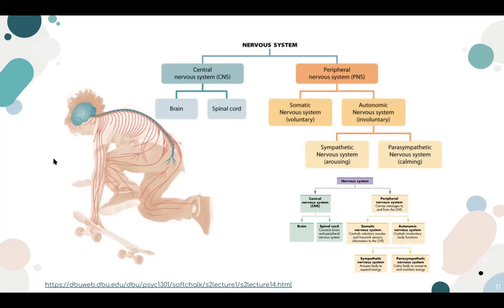So this is a diagram really simplifying it. Like we covered earlier in the presentation, your CNS consists of the brain and spinal cord, and your PNS consists of the somatic and autonomic nervous system. And then the autonomic nervous system, we haven't really covered this in the slideshow yet, but it consists of two other parts, the sympathetic and the parasympathetic nervous system. The sympathetic nervous system really arouses the body to expend energy, and then the parasympathetic nervous system calms the body to conserve and maintain energy. But again, this is more of the specifics of the autonomic nervous system, so we really haven't covered that yet.